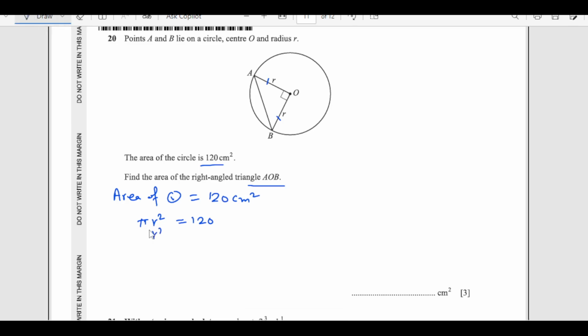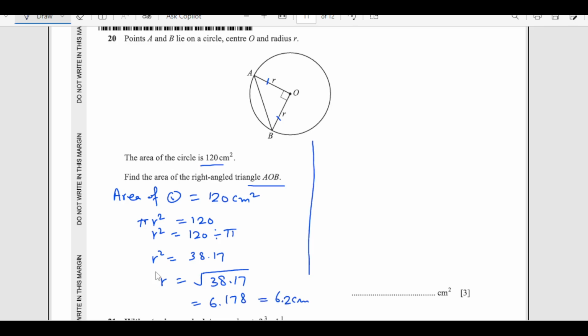From here, r squared is equal to 120 divided by pi. So just take the value from your calculator. So then r squared is going to be 38.17. I have calculated that. So r is the square root of 38.17, which is equal to 6.178. So I can take it as 6.2 centimeters after estimation.